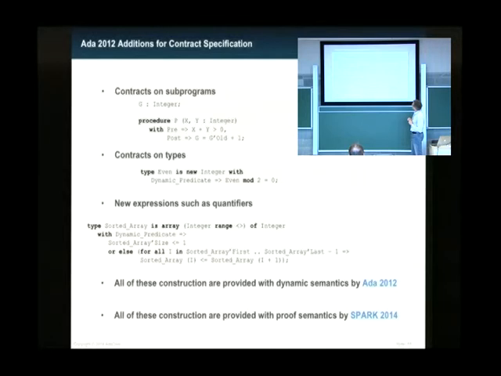So here are the kind of things that we reuse within the new SPARK 2014 language that come from the Ada language, the Ada 2012 language, which is the contracts of both subprograms and types. And there is a new kind of expression that is very handy for writing these contracts, which is quantifiers, because you can, for example, ensure properties in all elements of an array or a set, or in some, so it's very flexible.